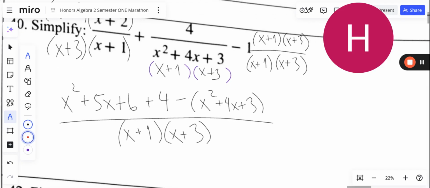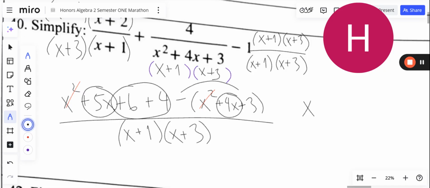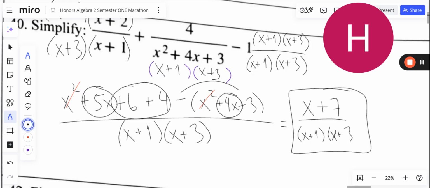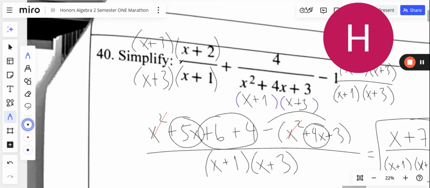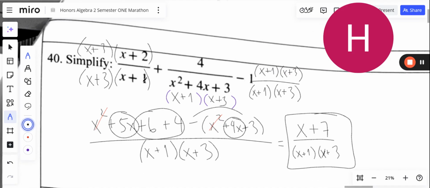Let's work some of this stuff out. X squared minus x squared. That's nice. 5x minus 4x. That's going to be 1x. 6 and 4 is 10. Minus 3 is positive 7. And so we end up with x plus 7 over x plus 1, x plus 3. See how easy that was? So we really are just following basic principles here. We're trying to get the common denominator so that we can add all this stuff together.